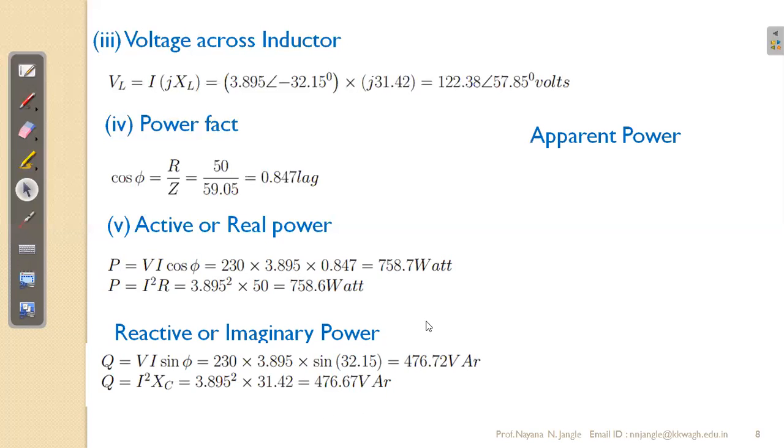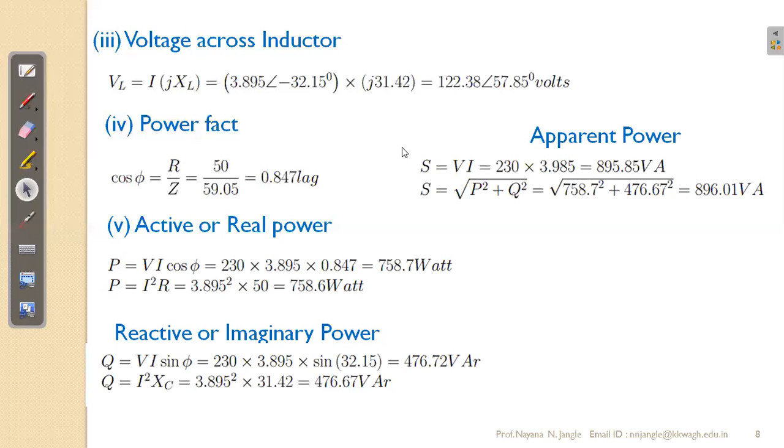And apparent power is the product of RMS voltage and RMS current. So S is equal to V into I. V is 230 volts, I is 3.895 and it is 895.85. Again, we can calculate the apparent power by the formula under root P square plus Q square. So here it is equal to root of 758.7 square plus 476.67 square, which is 896.01. So you will get approximately the same answer for the apparent power using both formulas.